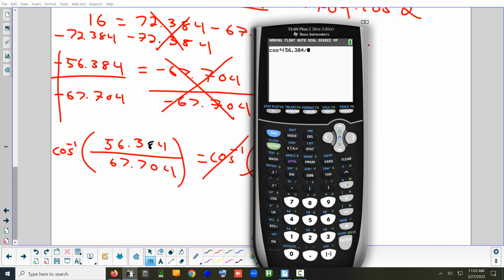56.384 divided by 67.704. Now, I can find a second answer to that. It's 360 minus that. Algebraically, it's an answer, but it wouldn't be in a triangle problem. So the answer here is 33.612.